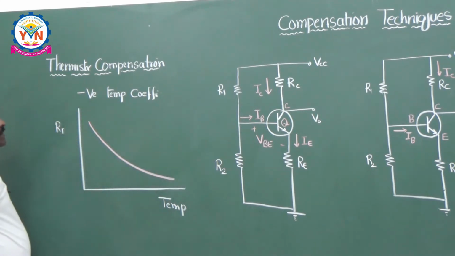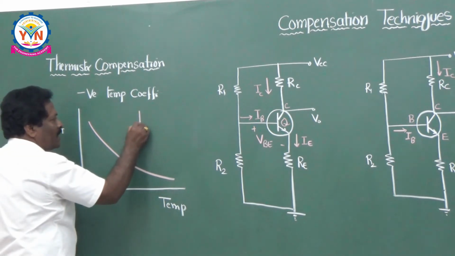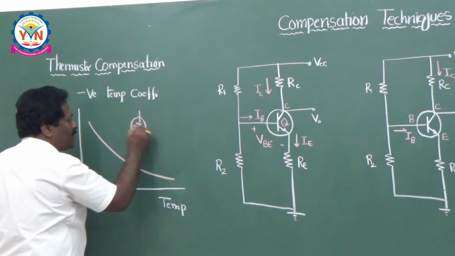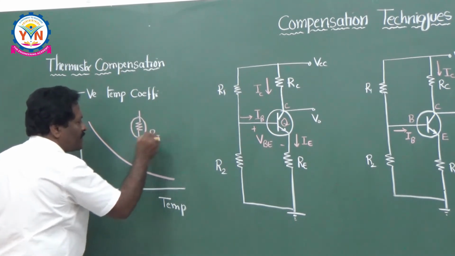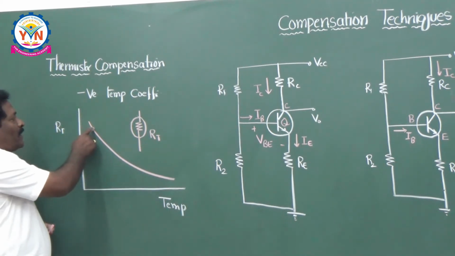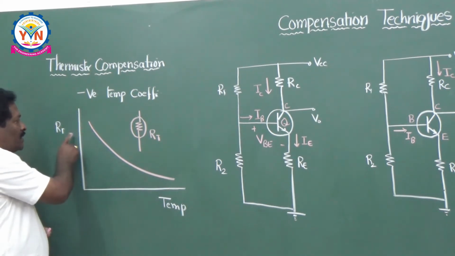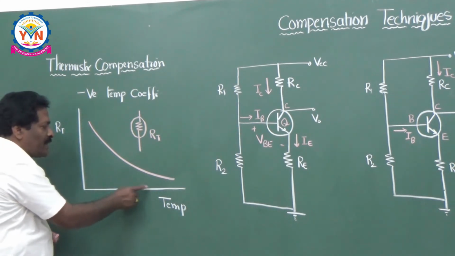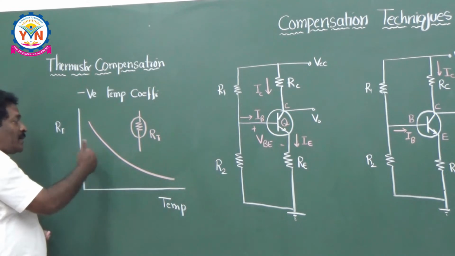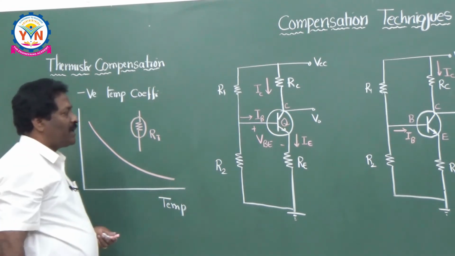This is its property. The symbolic representation of the thermistor is RT, with a circle like this. So the property of the thermistor is, if temperature increases, resistance decreases. This property of the thermistor, that resistance decreases with temperature, can be used for the compensation purpose. So let me explain how it actually happens here.